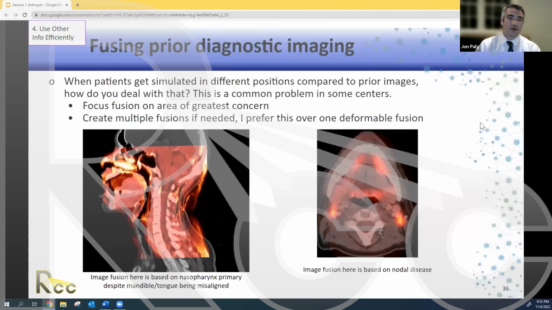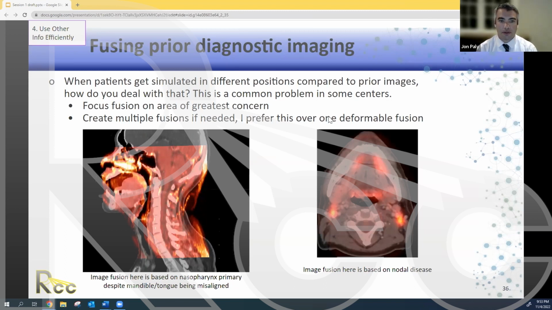And now coming back to actually going ahead and registering or fusing your prior diagnostic imaging. Another issue that we often run into is that patients will get their radiation simulation in a different position than the one used in the diagnostic imaging, and it's hard to compare them. So how do we deal with this? This is a problem I deal with a lot, and I'm sure a lot of you do as well. Arms up versus arms down, neck extended, or hip rotated where it's not with the simulation scan. And so what I typically like to do is focus the fusion, or the registration and creating the fusion, on the area of greatest concern.